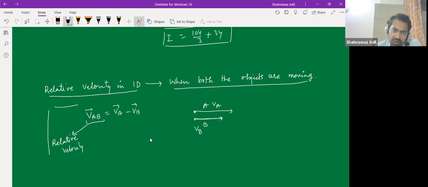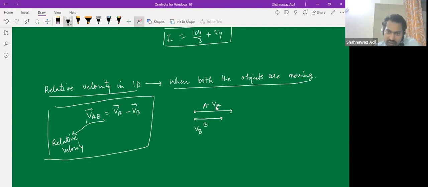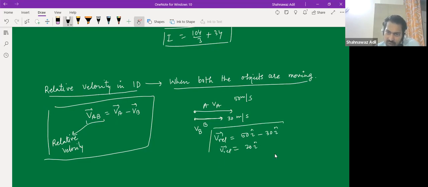Understood, guys? So let's say that this is i, right, and this is also i. So this will be when I take VA minus VB. So let's say that this is 50 meter per second and this is 30 meter per second. So when I calculate the relative velocity, this would be 50i minus 30i. So this would be 20i, right? So whenever the objects are moving in the same direction, the relative velocity is just the magnitude minus magnitude.